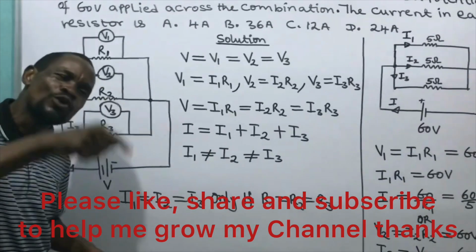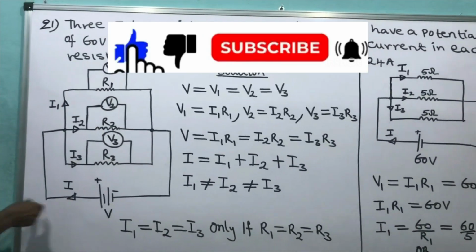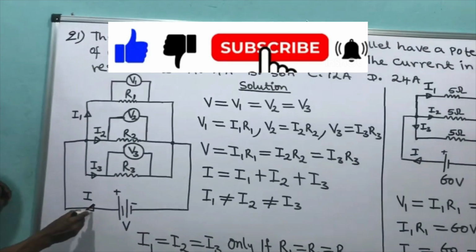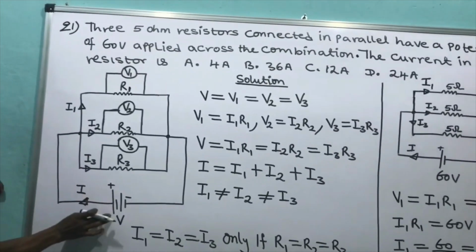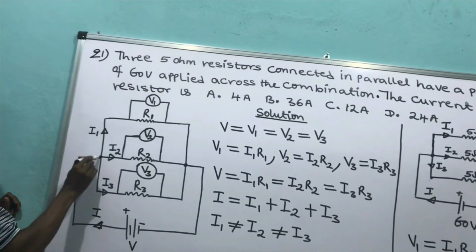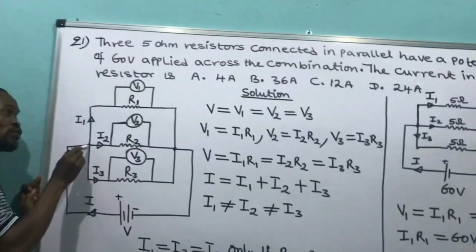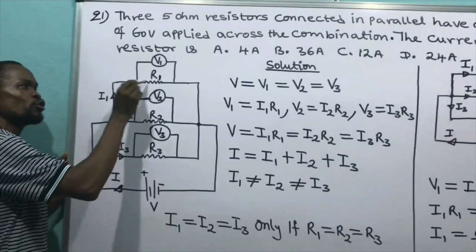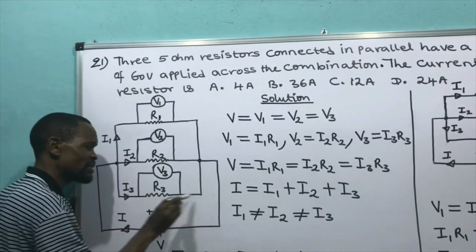Immediately the current that flows through them is not the same, I know that they are connected in parallel. Look at this current now. The current produced by this battery is flowing into the circuit. When you get here, what will happen? Look at what will happen. This current will split. Part of it will flow to this place, part of it to this place, and part of it to this place.